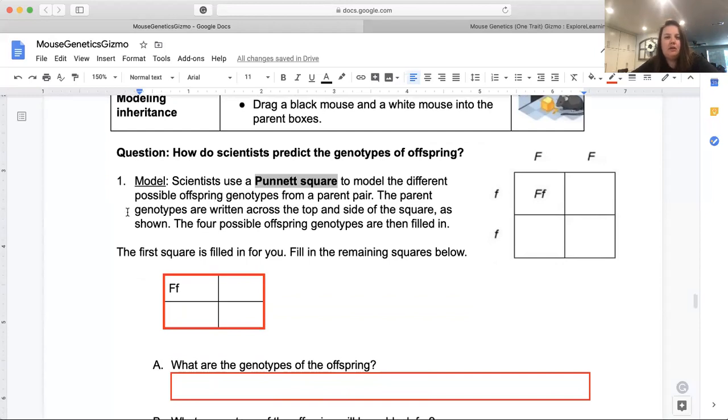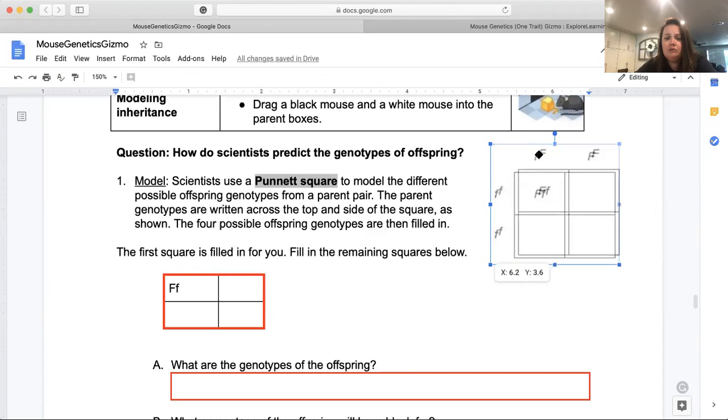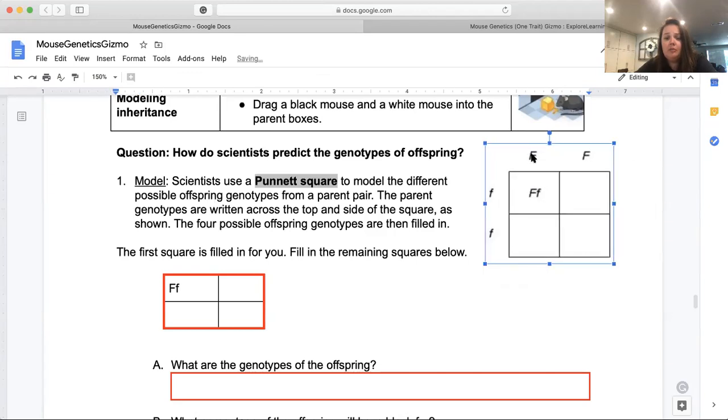Because traits don't just come out of nowhere. You get them from the parents, and this is how we can predict how likely things are to get certain traits from parents. So the parent genotypes are written across the top, which you see over here in this one. So capital F, and then they're also on the side. So we have lowercase f, lowercase f. As shown, the 4 possible offspring genotypes are then filled in. So you can fill in these boxes based on what you have here and what you have here.